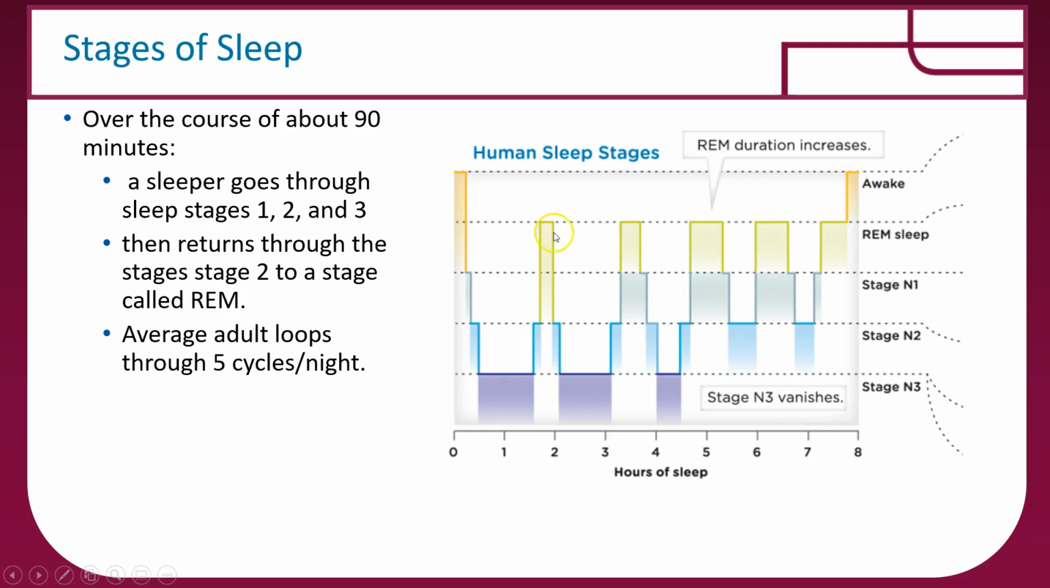What we do notice is that as the night increases, so here's your hours of sleep, as you sleep more and more, your REM sleep duration increases. So you start with a very small amount of REM sleep in the beginning of the night, and your amount of REM sleep increases. And also, as you go through the night, your deep sleep goes away, and you only end up at stage 2. So you get most of your deep sleep in the beginning of the night, and most of your REM sleep at the end of the night.